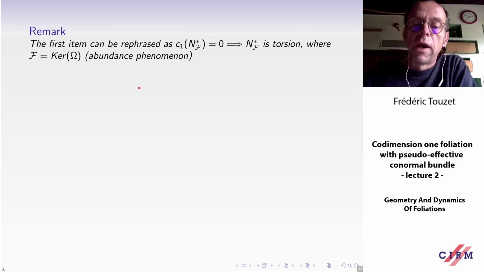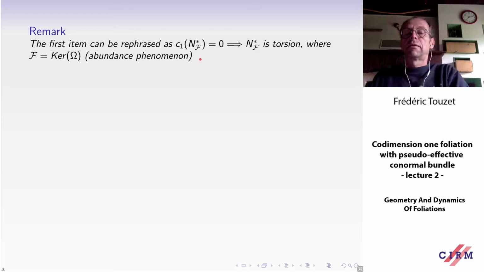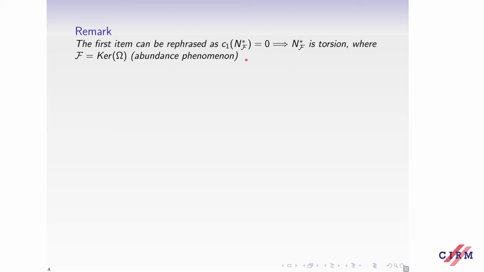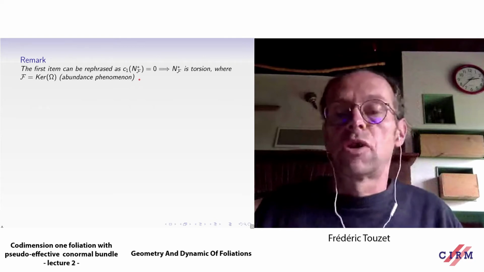And of course, when the codimension of the singular locus is at least 2, observe that this means precisely that alpha, more exactly L star, is the conormal bundle. One can summarize this by saying that the vanishing of the Chern class of the conormal bundle implies that this line bundle is torsion. So this is exactly the opposite phenomenon we have observed in the case of the quotients of polydiscs.